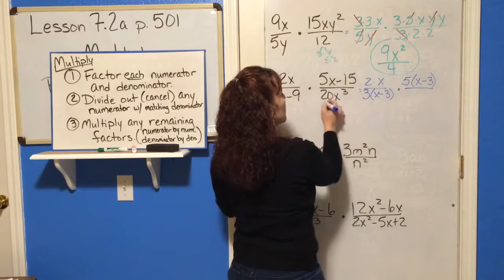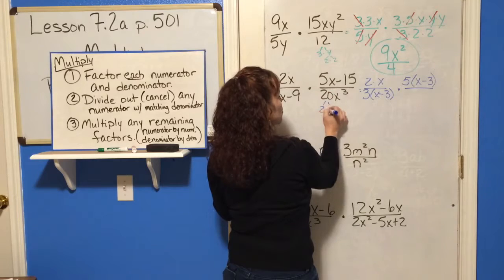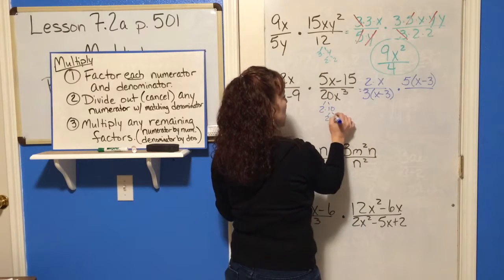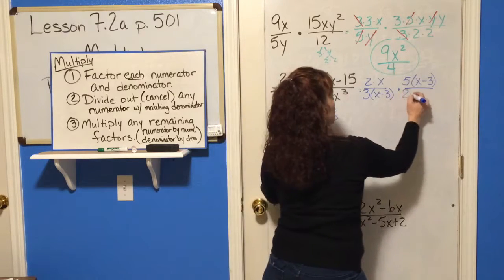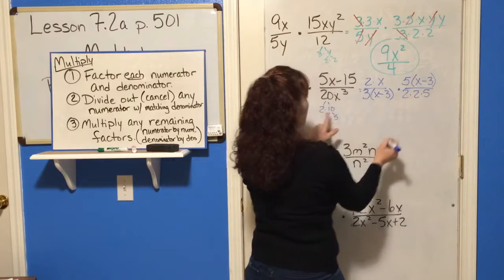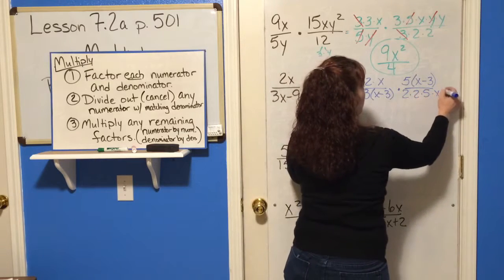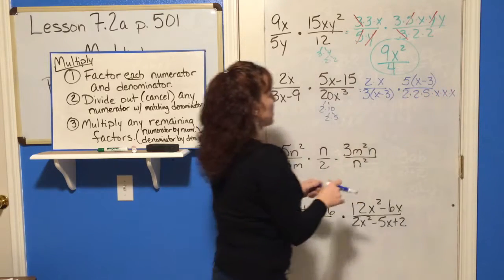And down here, 20 is 2 times 10, and 10 is 2 times 5. So 2 times 2 times 5, and then 1, 2, 3 x's.